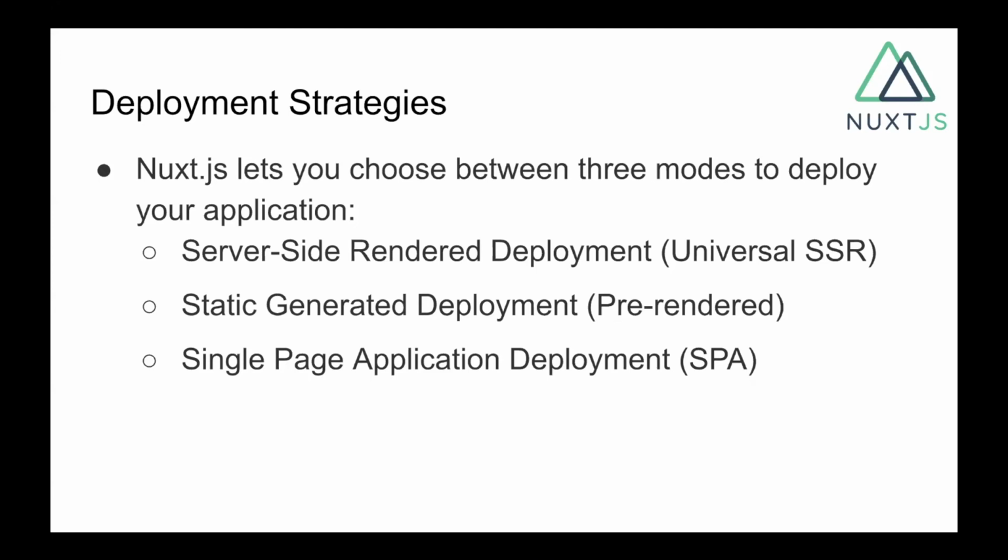And in case of universal SSR, we need a node server to be running every time. So it's a costly operation. And third is single page application deployment. We can build a single page application and deploy it in a traditional way. But with single page application deployment, we might lose certain things like faster time to content as well as SEO friendliness. So based on our use case, we can use Nuxt for any of these 3 deployment strategies, and Nuxt will be a one-stop solution for everything.